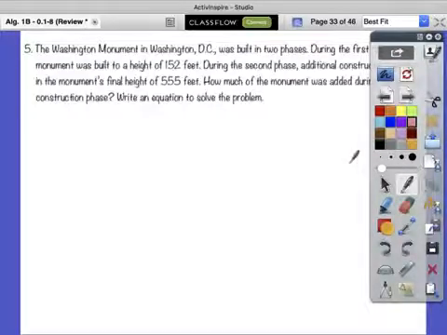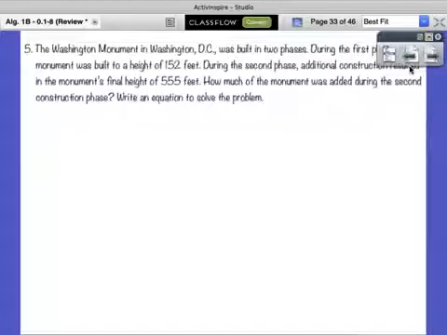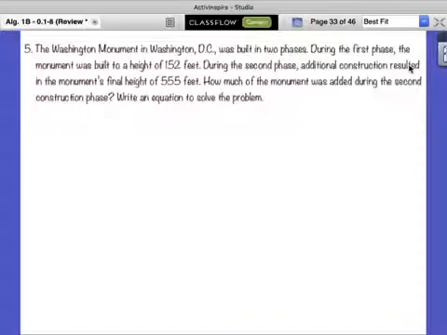The Washington Monument in Washington, D.C. You guys know what the Washington Monument is? Yeah, it's the big, tall one. Was built in two different phases. So part of it was built at a time, and then they had to stop construction, and they built more of it. During the first phase, the monument was built to a height of 152 feet. During the second phase, additional construction resulted in the monument's final height of 555 feet. How much of the monument was added during the second construction phase? Write an equation to solve the problem.